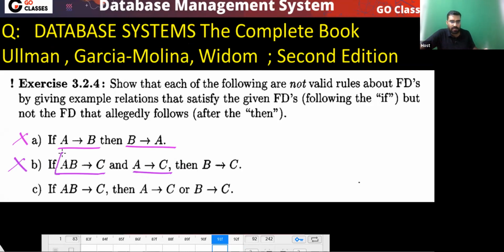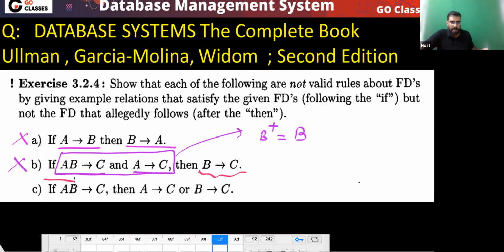Okay, what is the best method? The best method is in this. What is B plus? In this, B plus is B. So this is wrong. This is the best method.